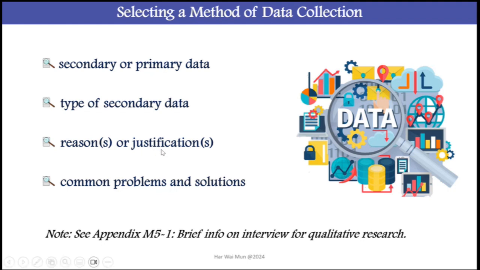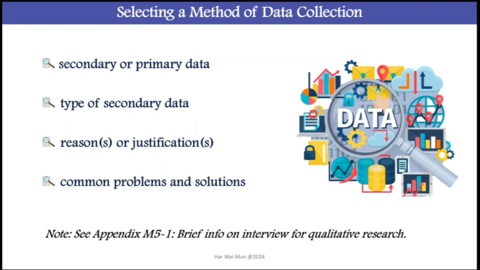Reason or justification, come back to your research objective, your research design. What do you want? What is your intention, right? Okay. The common problem and solution we'll see later on, right? Common problem, for example, is that usually we'll come across that some of the variables are missing data.